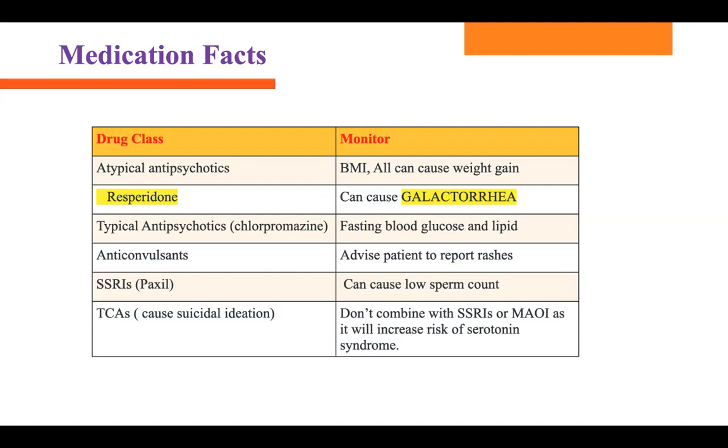Particularly for Risperidone, it can cause a person to have what? Galactorrhea. They may ask you this question: a person who is taking an atypical antipsychotic or some psych medicine is experiencing galactorrhea. Which medication can cause them to have galactorrhea? Risperidone can cause them to have galactorrhea.